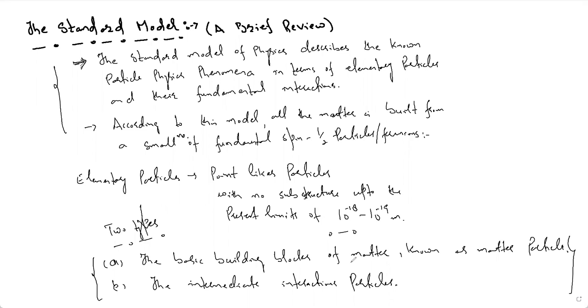And one more thing, I forgot to tell, this model was actually proposed in the year 1970, right? So in 1970, this standard model of the particle physics, actually it was from 1960 to 70, but the standard model of the particle physics was actually formulated in the year 1970. Okay. So now let us talk about these two types of the class of the particles one by one. The first one is what we called the building blocks.